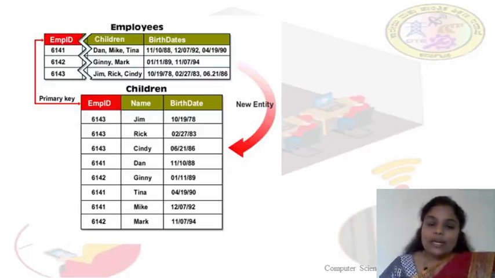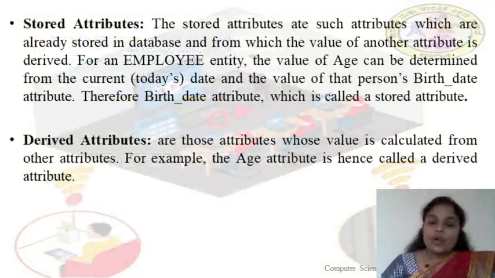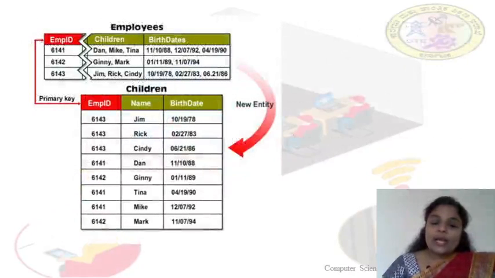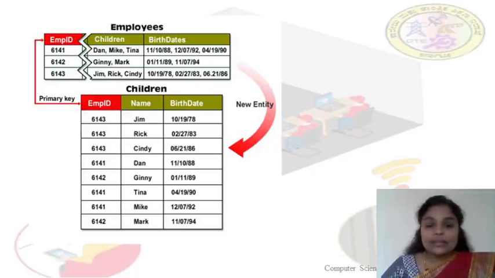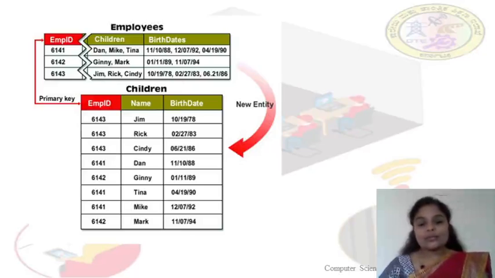So if you subtract the value stored in birth date from the current date, we are going to get the value of age. What they are trying to say is, because we are able to derive a new value from an already existing value, the existing value is called a stored attribute. Here birth date is called a stored attribute, whereas age is called a derived attribute.